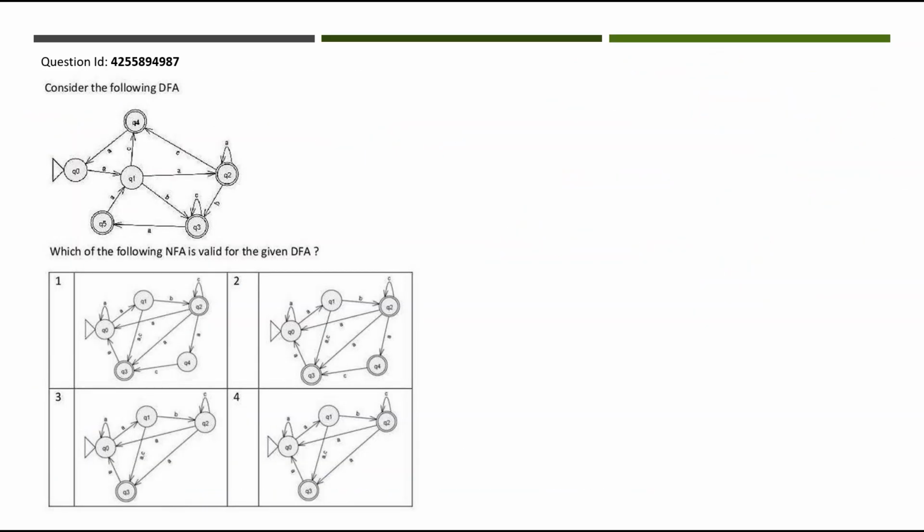Next question, consider the following DFA. Which of the following NFA is valid for the given DFA? The initial state will be Q0. What about the final states? We have 4 final states, Q2, Q3, Q4, Q5. One way to work with this problem is to generate a set of strings from the given DFA and check whether all the strings are getting processed by the NFA in the options. This is a very time consuming process.